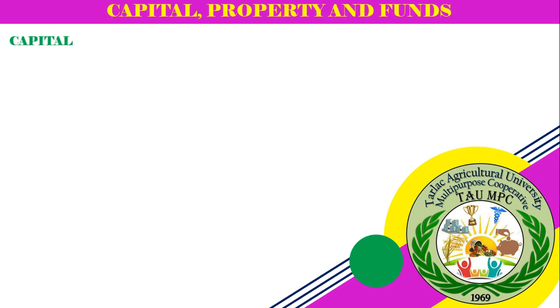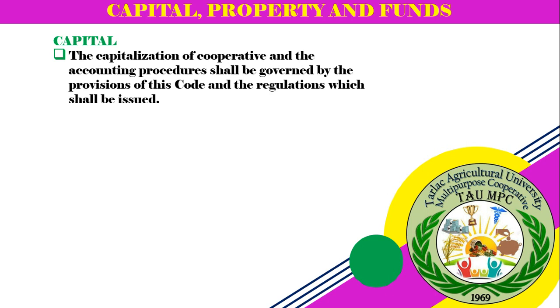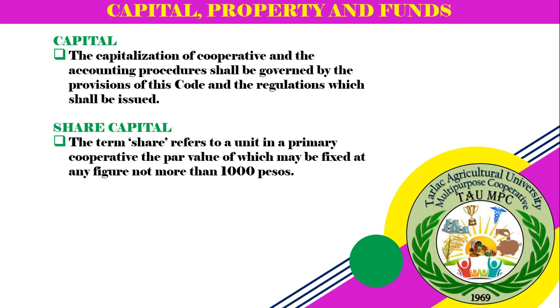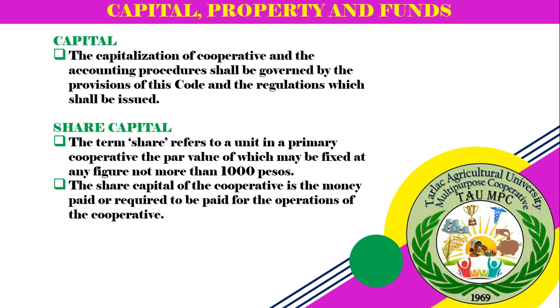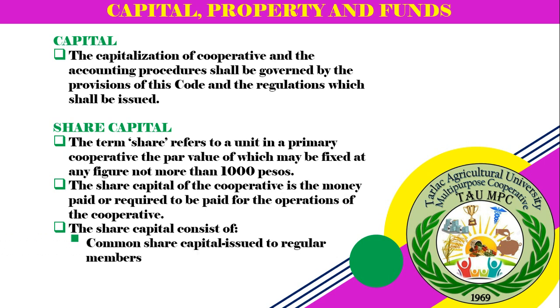Capital, property, and funds. Capital. The capitalization of cooperative and the accounting procedure shall be governed by the provisions of this code and the regulations which shall be issued. Share capital. The term share refers to a unit in a primary cooperative, the par value of which may be fixed at any figure not more than 1,000 pesos. The share capital of the cooperative is the money paid or required to be paid for the operations of the cooperative. The share capital consists of common share capital issued to regular members, preferred share capital issued to associate members.